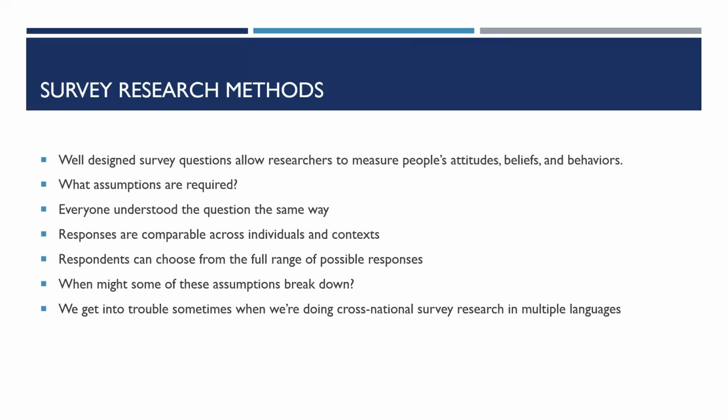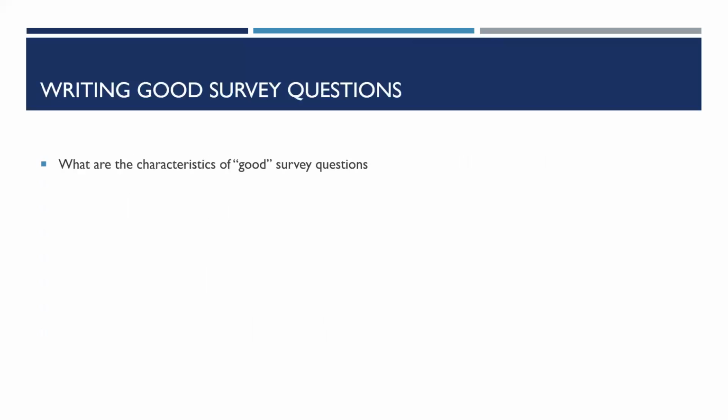Yeah, so like I said, we sometimes get into trouble when we're doing cross-national research in multiple languages, and related to the idea that the full range of possible responses is out there. I mentioned this when we talked about measurement, but unnecessarily dichotomizing responses can affect causal inferences. A lot of times it's not so simple as people either completely agree or completely disagree. We need a range of options with things in the middle.